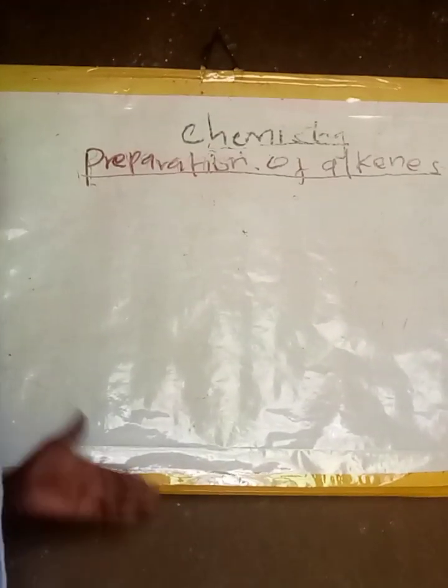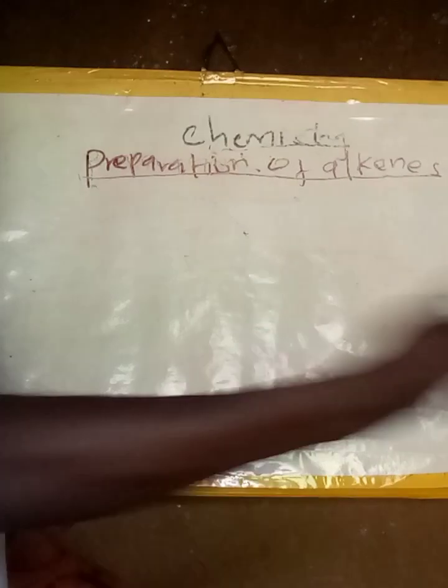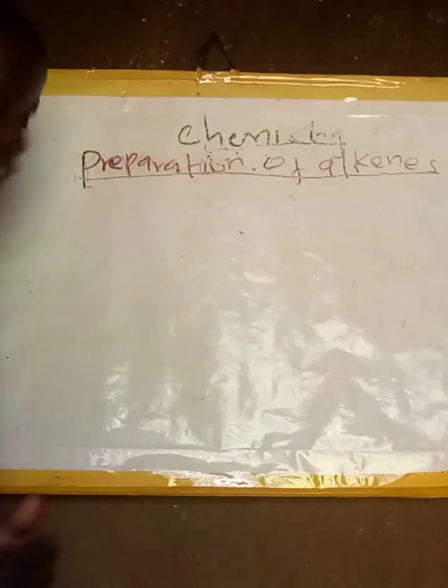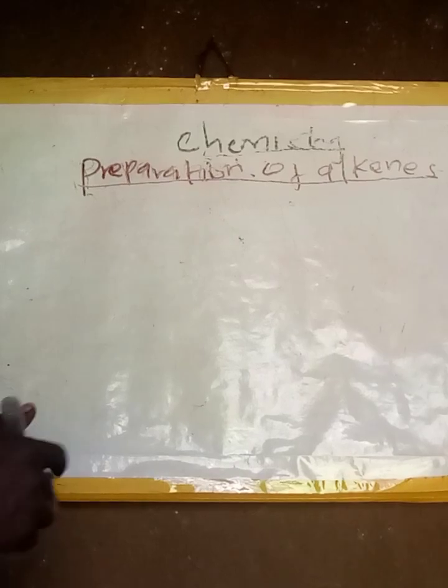Alkanes are very simple, and also alkanes are the simplest. You normally have simple, simpler. Alkenes are simpler, then alkynes will now be the simplest. So how do we prepare an alkene?